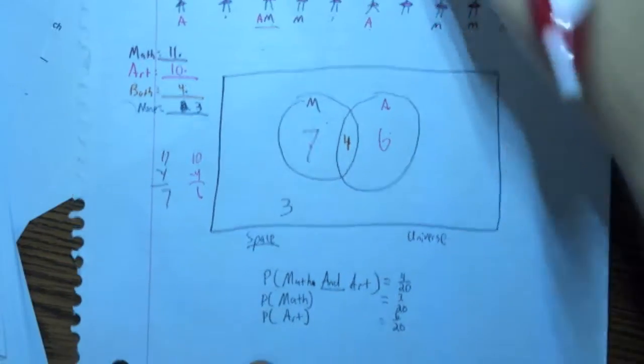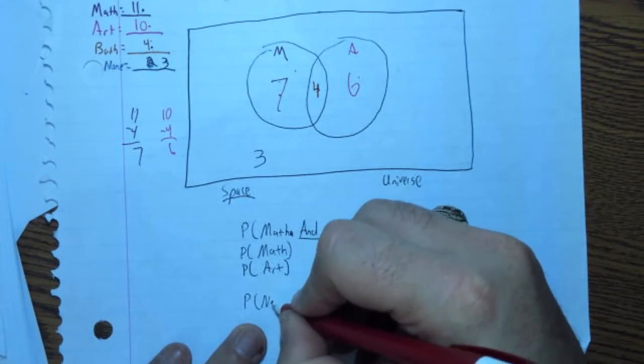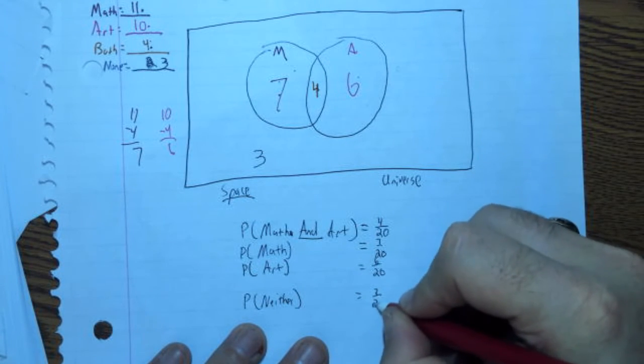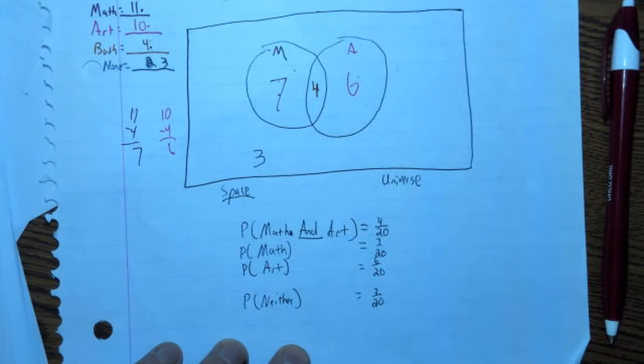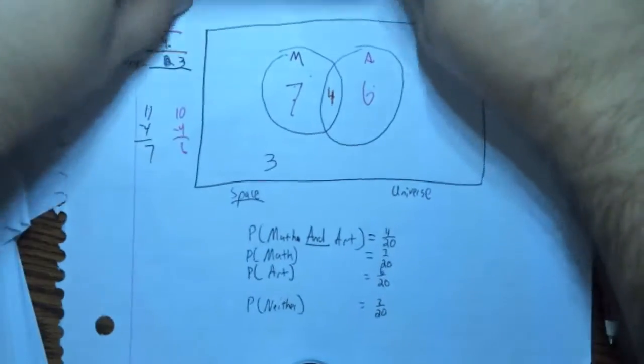Zoom out a little bit here. And then my probability of neither or none, and that's my 3 out of 20. Now, let's go ahead and take our calculator and simplify these. Zoom in.